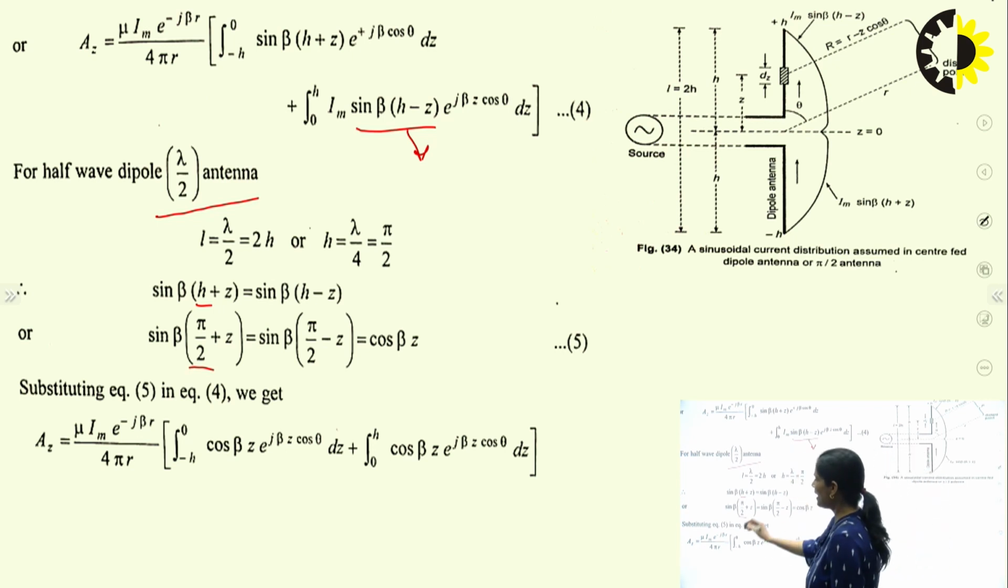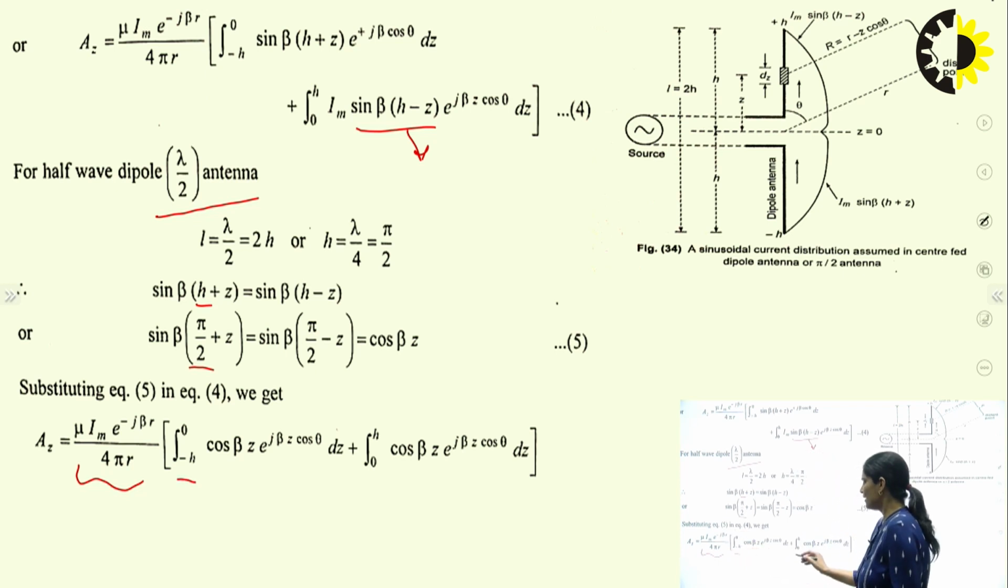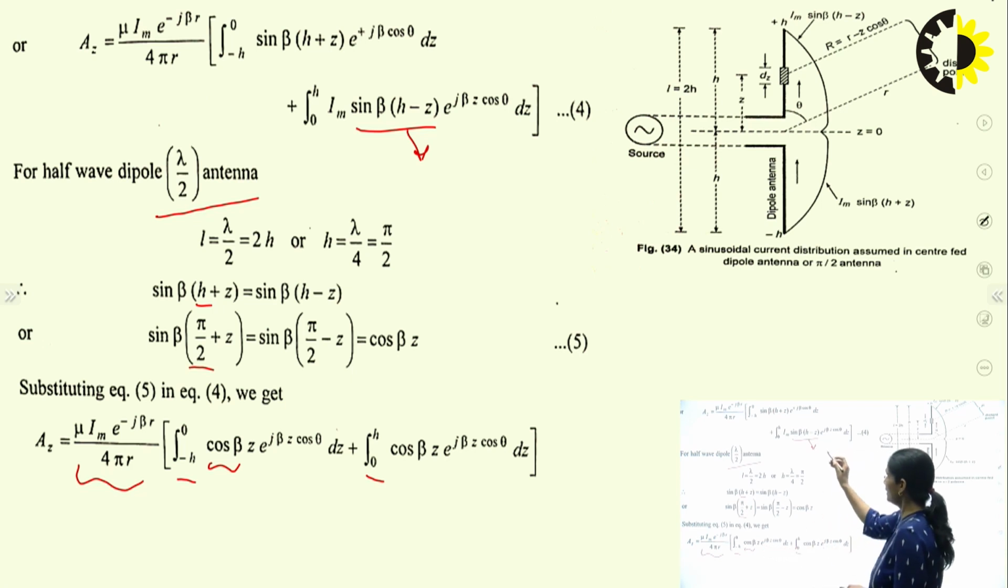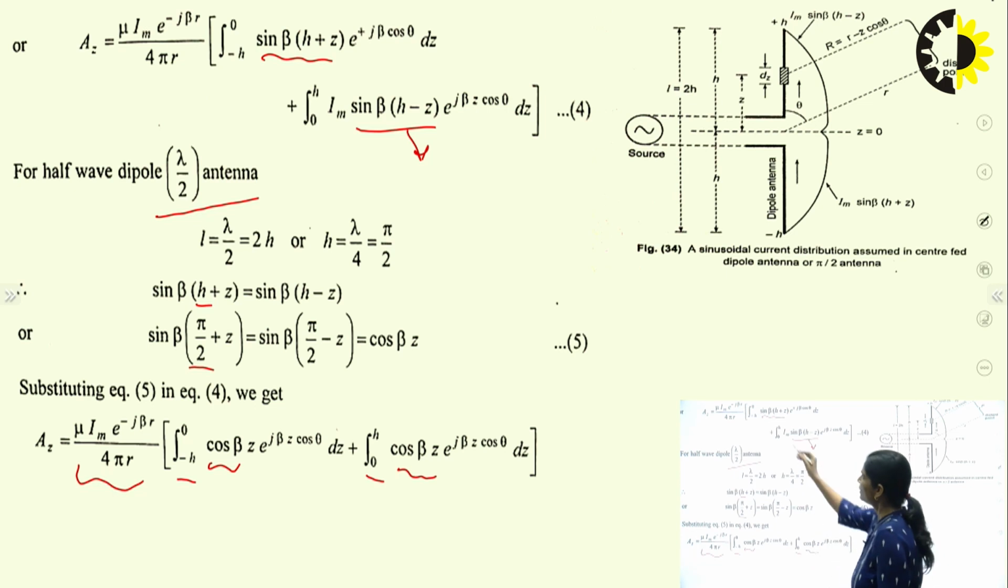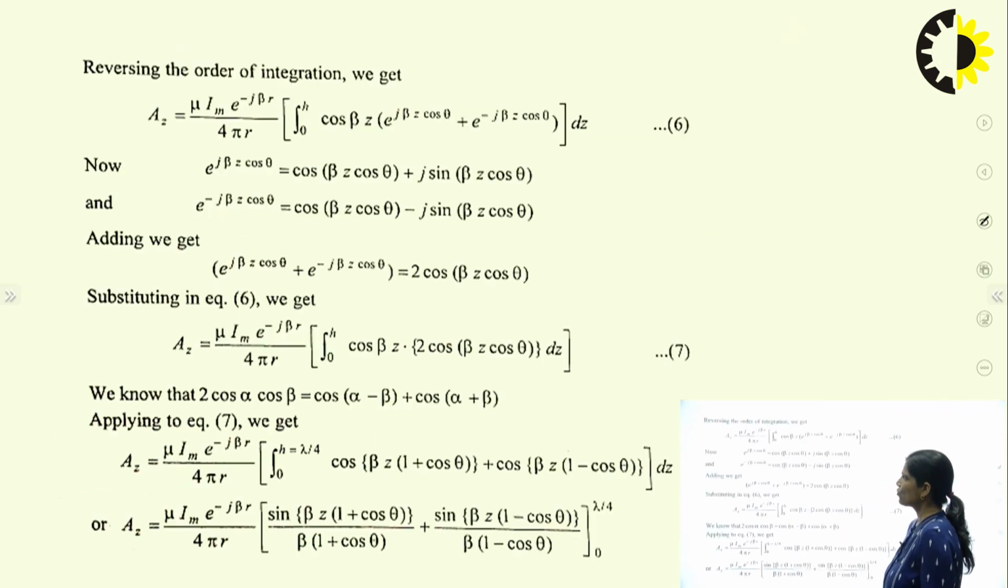So put here, and you can take common from these two brackets mu I m e to the power minus j beta r upon 4 pi r. In bracket, you have to take limits minus H to 0. Here you have to take limit 0 to H, and put here the value of sin beta (H minus Z) is equal to cos beta Z. Here also sin beta (H plus Z) is equal to cos beta Z. Here same, sin beta (H plus Z) is equal to cos beta Z. Sin beta (H minus Z) is equal to cos beta Z, as we have calculated from the 5th equation. So put the value here and you will get the result while you solve this.